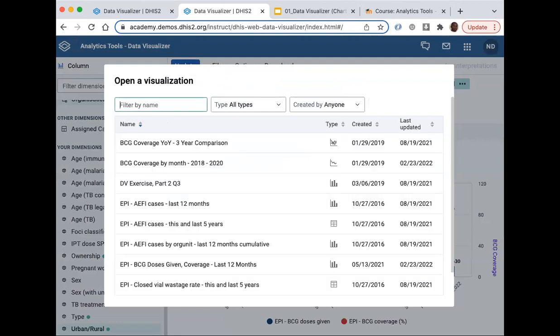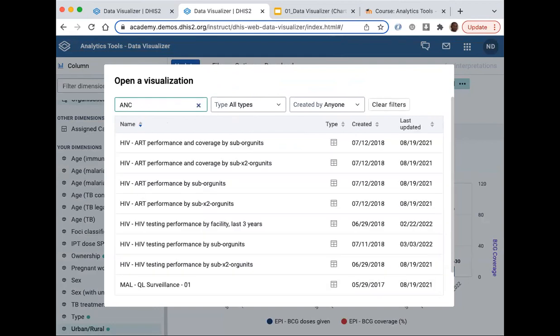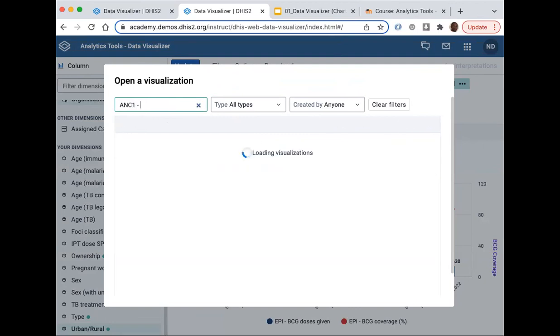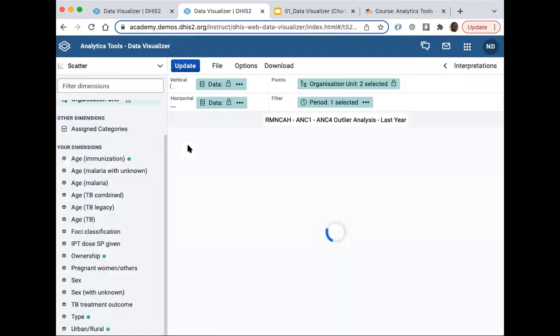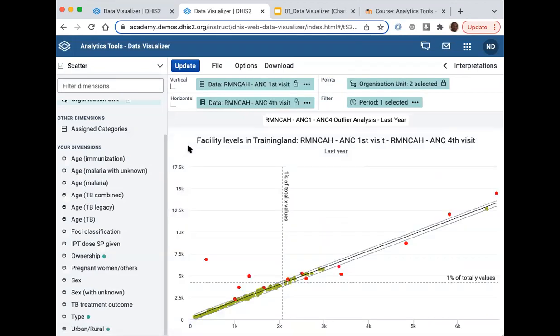So I'm going to open the chart, which is ANC first visit compared with ANC fourth visit, outlier. So here we are trying to do some outlier analysis, trying to see which facilities are off the radar in terms of data collection.